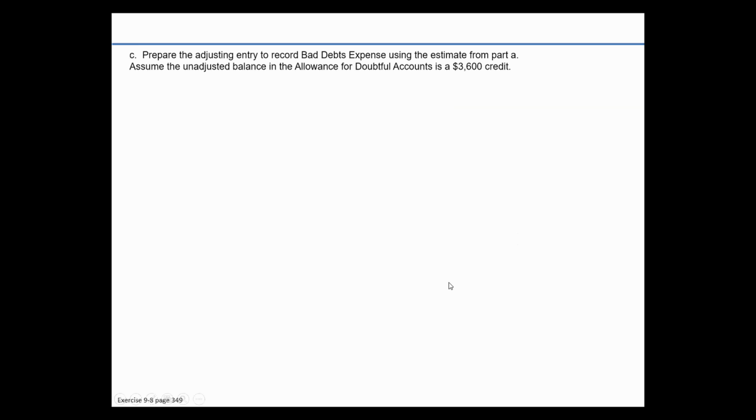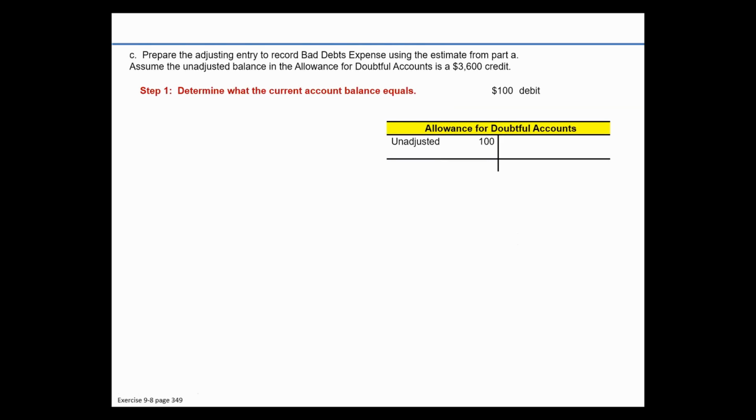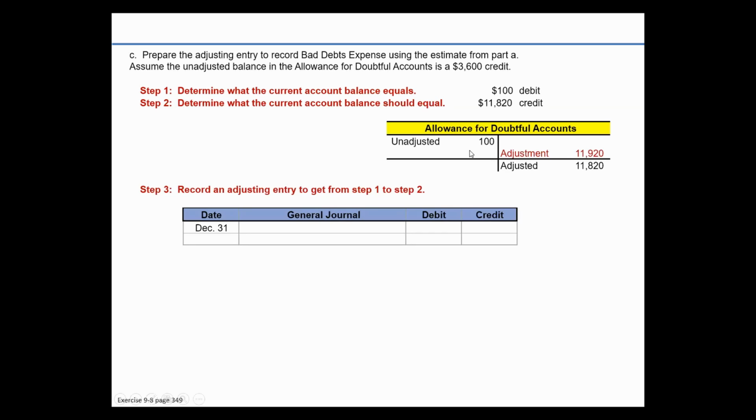Then we'll prepare the adjusting entry to record bad debt expense using an estimate from Part A. Assume the unadjusted balance in the allowance for doubtful accounts has a $3,600 credit. And so again, we had a $100 debit for the allowance for doubtful accounts, and we have determined the current account balance should equal 11,820. To figure out the adjustment, we add 100 to what it should be. We know the adjustment will have to be 11,920. So this is what we would do if the allowance for doubtful accounts had a debit balance. You would debit the bad debt expense, 11,920, credit the allowance for doubtful accounts, 11,920.